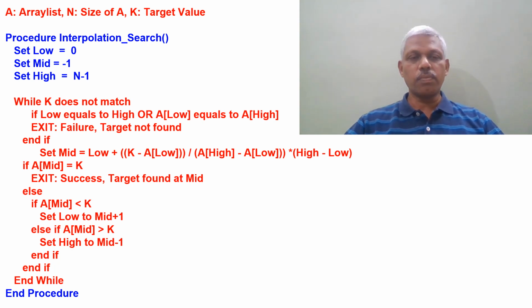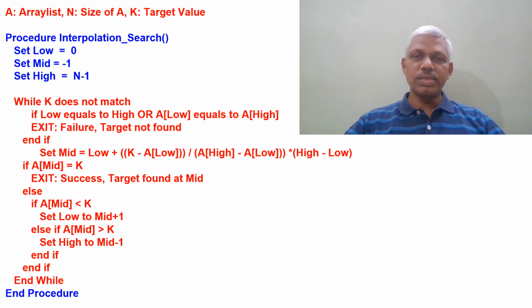By using the formula that we have seen just now, we compute the mid value, and once we compute the mid value, we directly compare a of mid with the key. Sometimes the key may directly match with a of mid. If that is the case, then the key is found, exit. If it is not the case, there are two possibilities. A of mid may be greater than k, or a of mid may be less than k.